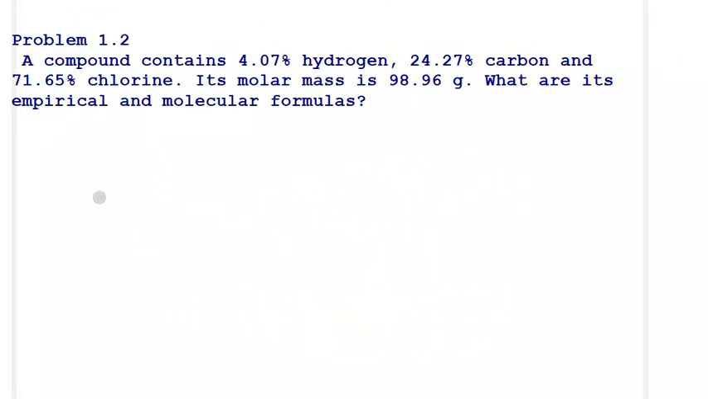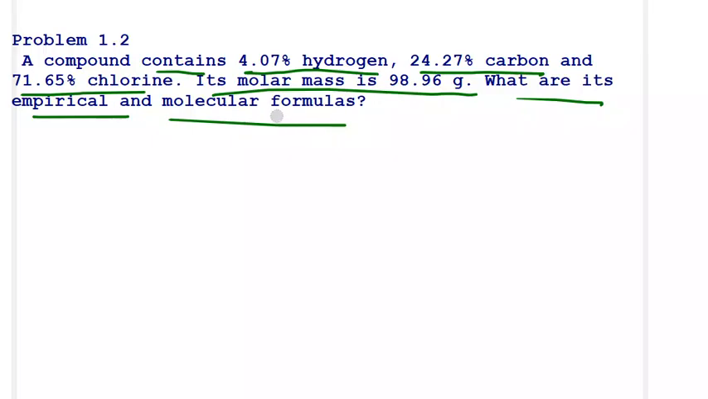Next question. A compound contains 4.07% hydrogen, 24.27% carbon and 71.6% chlorine. Its molar mass is 98.96. What are its empirical and molecular formula? In this question we have been given the percentage of hydrogen, carbon and chlorine and also the molar mass of the compound, and we have to find out the empirical and molecular formula of the compound.